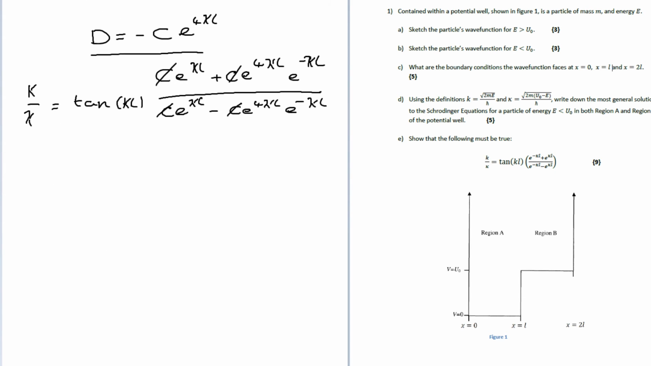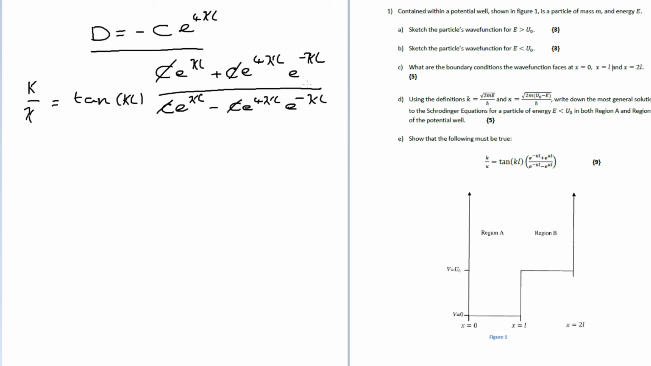And if we multiply these together, we get that this is equal to tan KL, e to the kappa L plus e, so we get our exponentials up here, we just get 4 kappa L minus kappa L, so this is 3 kappa L, and then on the bottom we have much the same thing, so e to the kappa L minus e to the 3 kappa L.